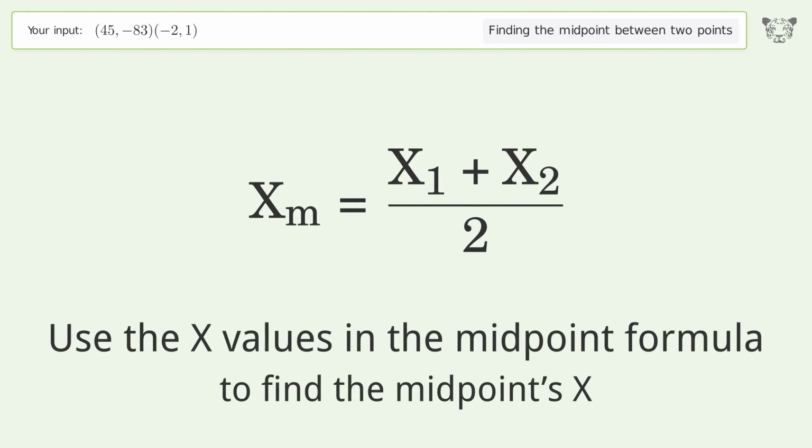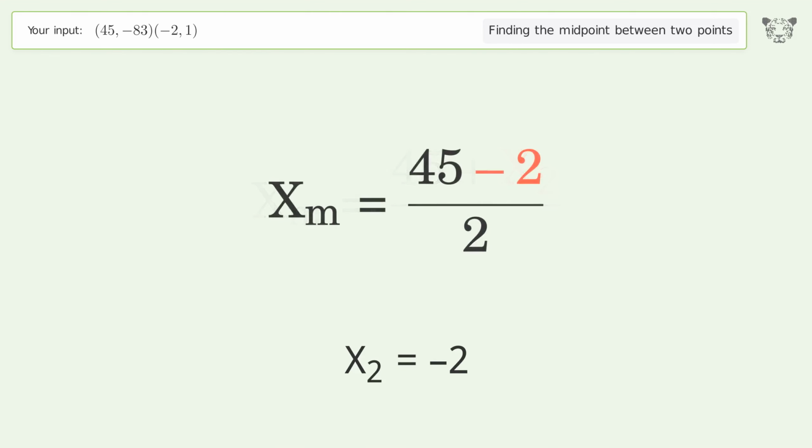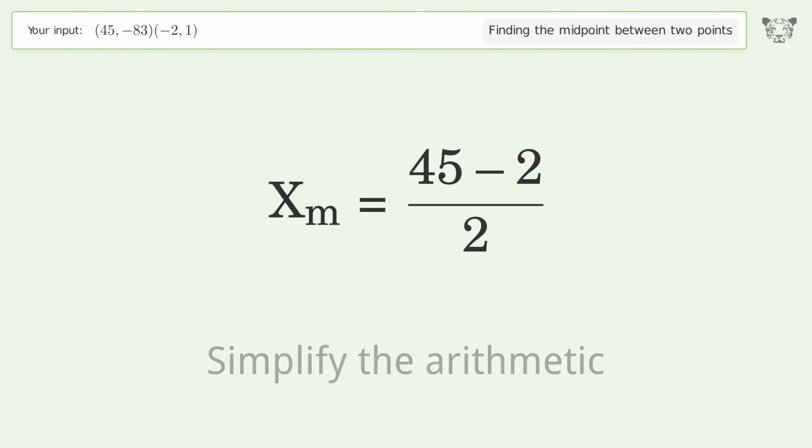Use the x values in the midpoint formula to find the midpoint's x. x1 equals 45. x2 equals -2. Simplify the arithmetic.